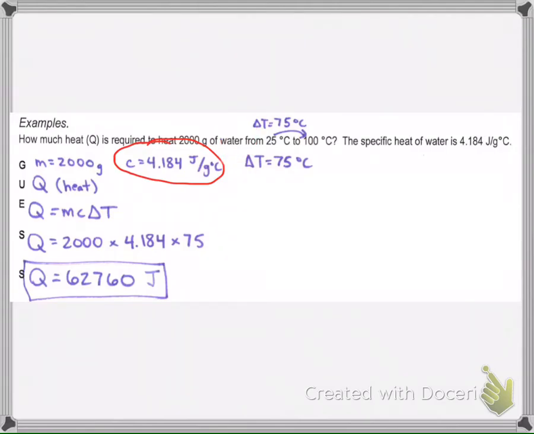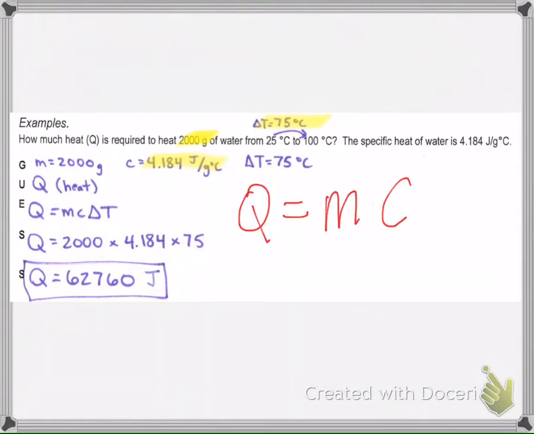Also, I know my mass that was given to me. So my mass is given. My specific heat is something we looked up. The temperature change was from 25 degrees Celsius to 100. So our temperature change is 75 degrees Celsius. So that's delta T. So we're looking for Q. And in this case, we're going to use our formula. Q is equal to MC times delta T.